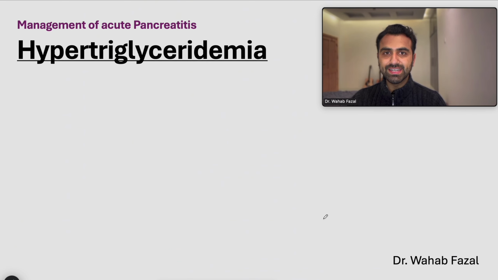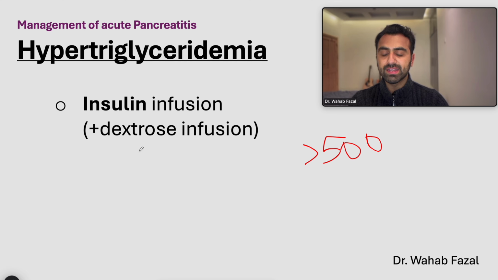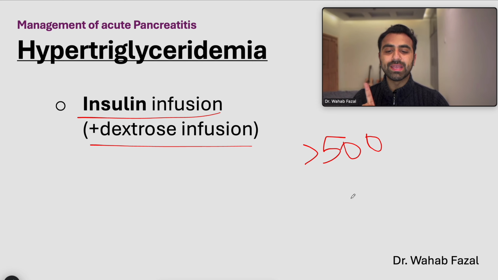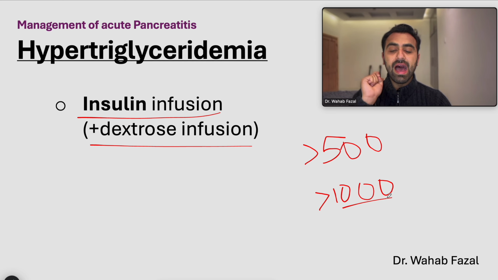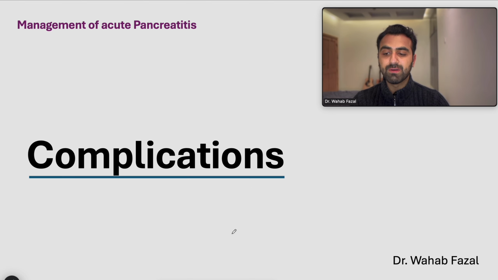Then hypertriglyceridemia, it's important to know the basic treatment for hypertriglyceridemia. If the levels are greater than 500 usually, you want to start them on insulin infusion plus dextrose. But remember, when hypertriglyceridemia is causing pancreatitis, it's very, very high. It's highly likely that the levels are actually higher than even 1,000. That's when we usually get hypertriglyceridemia induced pancreatitis. And if the patient has very severe pancreatitis or very high levels, meaning greater than 1,000 or greater than 1,200, then you start thinking of plasmapheresis.